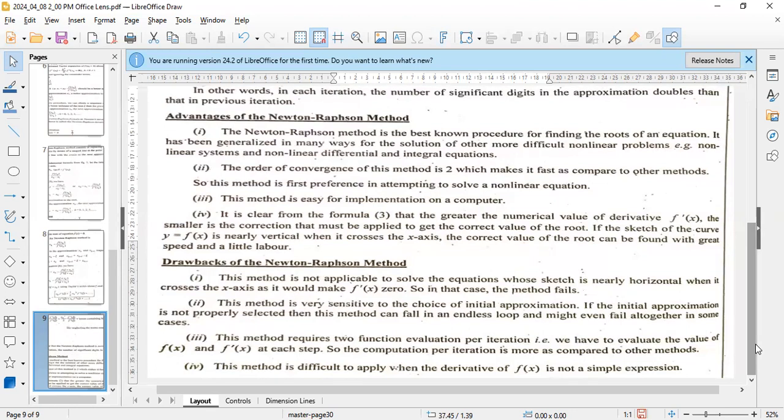This method requires two function evaluations per iteration. That is, we have to evaluate the values of f of x and f dash x at each step. So the computation per iteration is more compared to other methods. This method is difficult to apply when the derivative of f of x is not a simple expression.